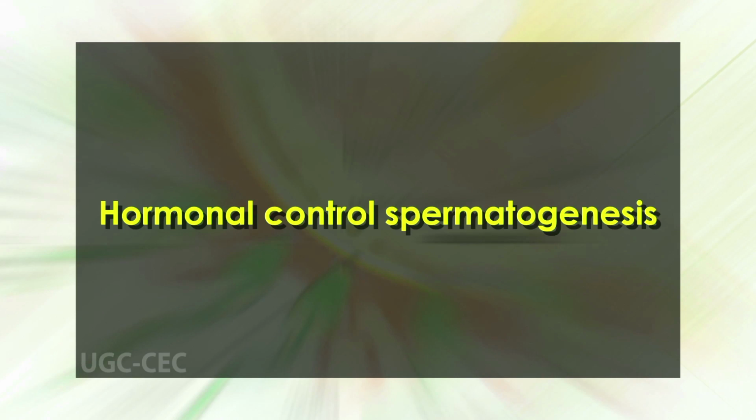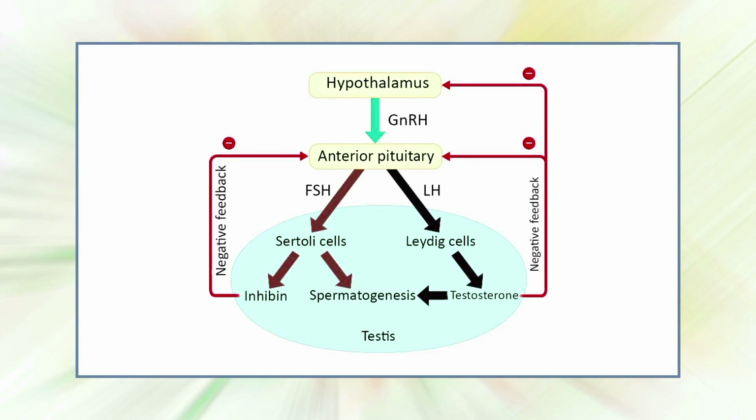Dear students, now let's discuss the hormonal control of spermatogenesis. After attaining puberty, gonadotropin-releasing hormone is secreted from the hypothalamus. The increasing level of gonadotropin-releasing hormone then acts at the pituitary gland and stimulates two gonadotropin hormones, that's luteinizing hormone and follicle-stimulating hormone. Luteinizing hormone acts on the Leydig cells and secretes androgens, which in turn stimulate spermatogenesis.